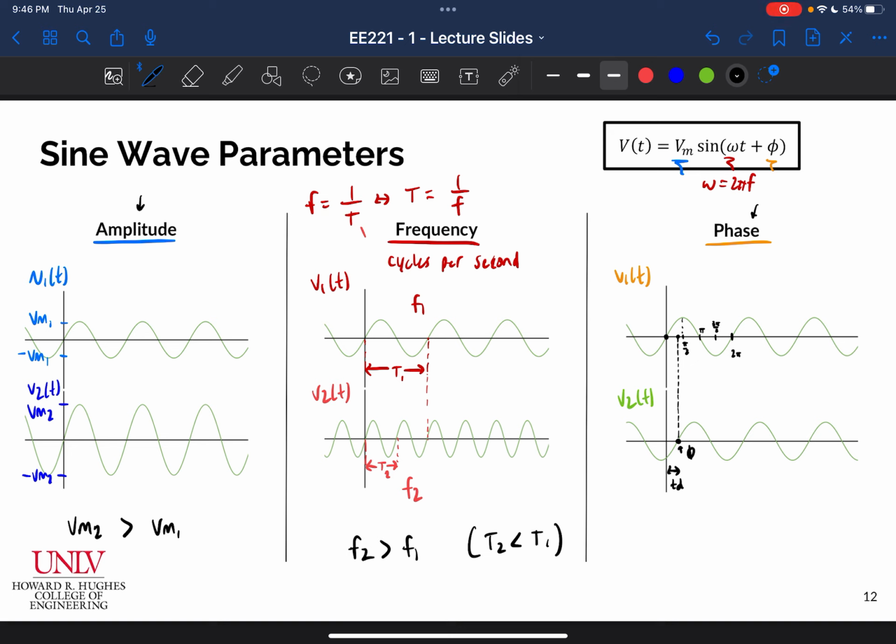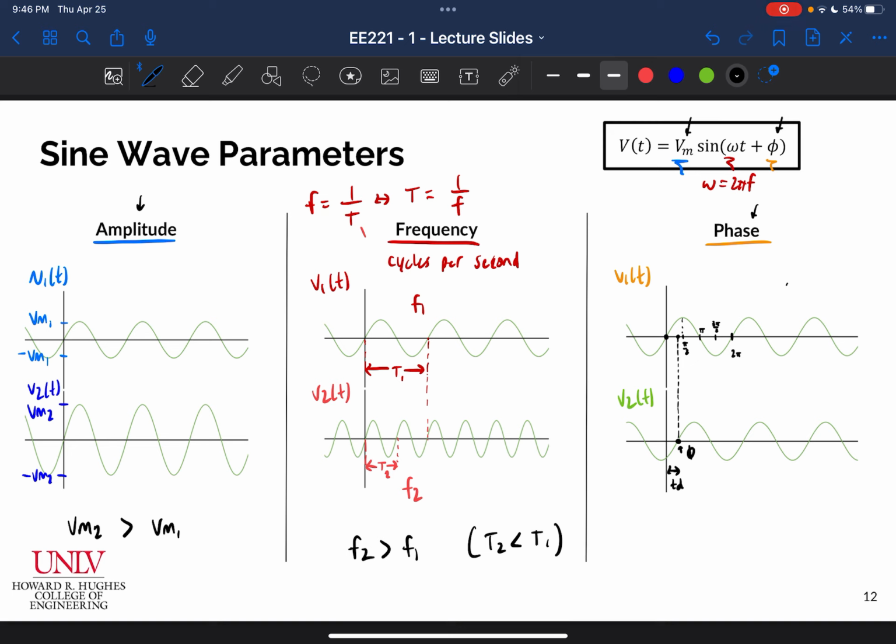When we're solving circuits in the AC realm, instead of going from one DC voltage to another like we did in 220, we're going to go from one amplitude to another and one phase to another as we move throughout the circuit. So we need to keep track of our phase.